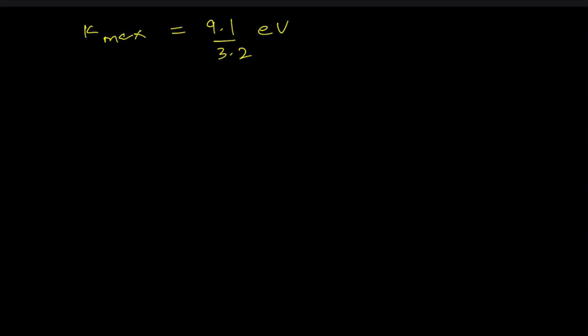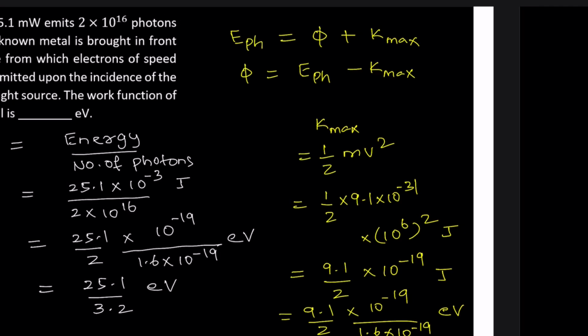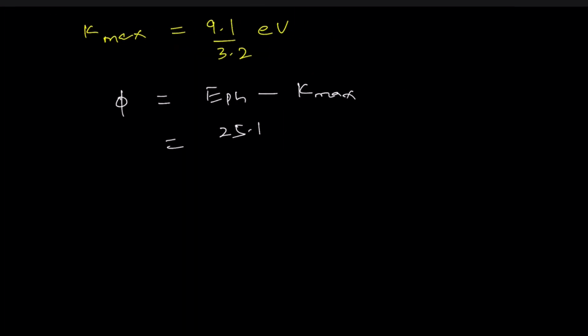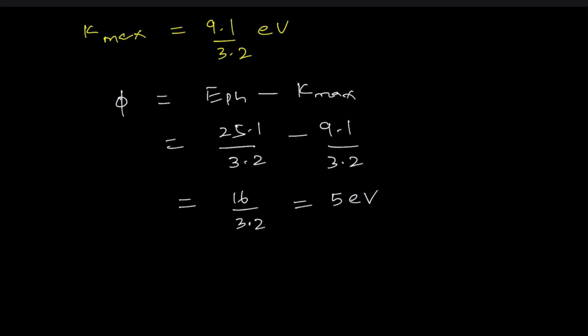Okay, so finally when we try to get the work function, which is energy of the photon minus the maximum kinetic energy. What is the energy of the photon? 25.1 by 3.2 minus 9.1 by 3.2. Okay, I think the numbers are pretty nice here. So 25 minus 9, we know it is 16. So 16 by 3.2. So that is 1 by 0.2. So we can write that as 5 electron volts. So the work function of the metal is 5 electron volts.